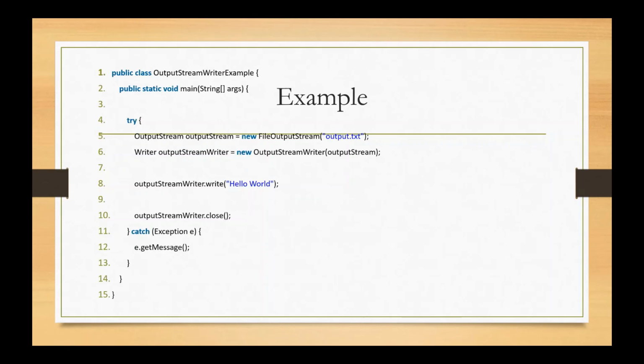Now let us see an example of this. OutputStream output stream equals new FileOutputStream. Output stream is the parent class of that class, so we are storing this child reference into the parent class variable. Then for the writer class we create the object: Writer writer equals new OutputStreamWriter. In this output stream writer we are writing hello world. So it is writing from this file output stream to the writer. The writer wraps another stream, and the file output stream is another stream.